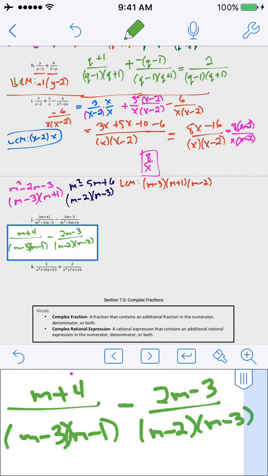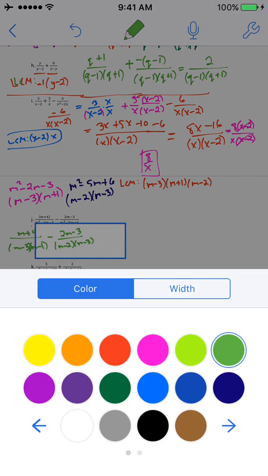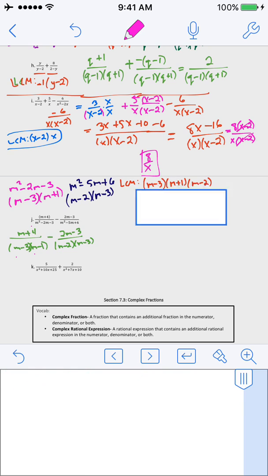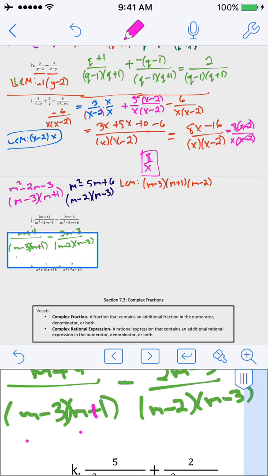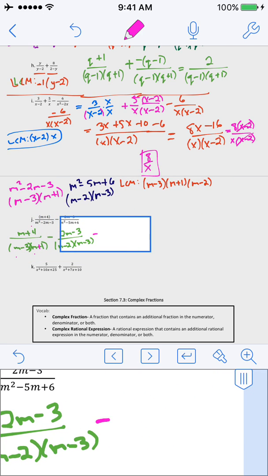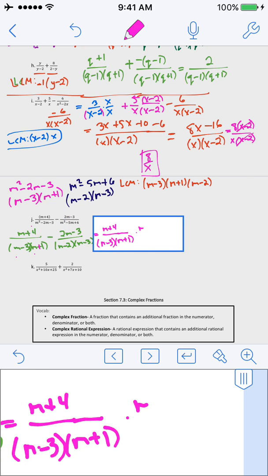Okay. So that looks a little better, right? I'm going to take this one at a time. What's missing from the first one? That m minus 2, right? I have the m minus 3, I have the m plus 1, I don't have an m minus 2. So I'm going to have to multiply this first guy, m plus 4 over m minus 3, m plus 1. That's what it was originally. I have to multiply it by m minus 2 over m minus 2.